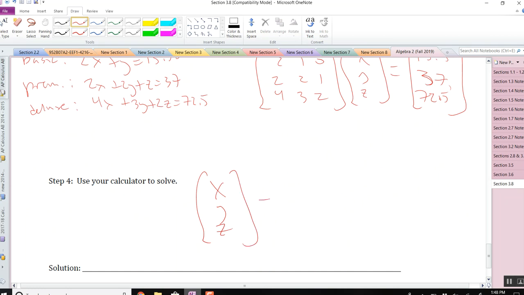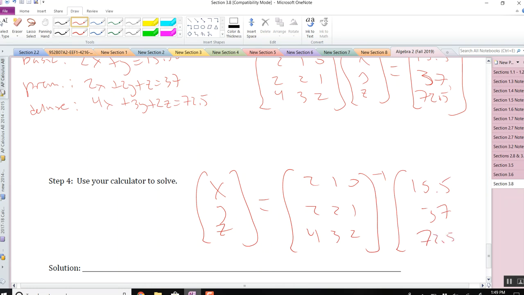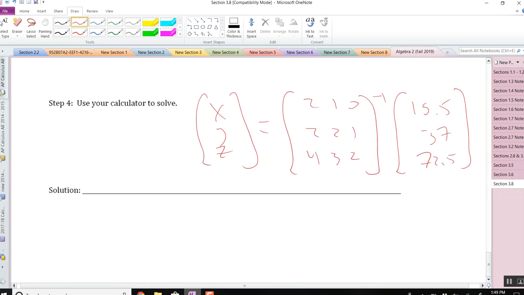Just realize x, y, z is going to be the inverse of 2, 1, 0, 2, 2, 1, 4, 3, 2, raised to the negative 1 power, times 15.5, 37, and 72.5. And we'll work all that out and we'll end the video. So we got ourselves a 3 by 3, 2, 1, 0, 2, 2, 1, 4.